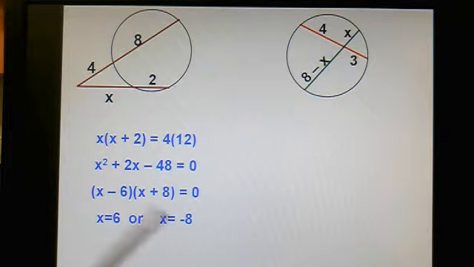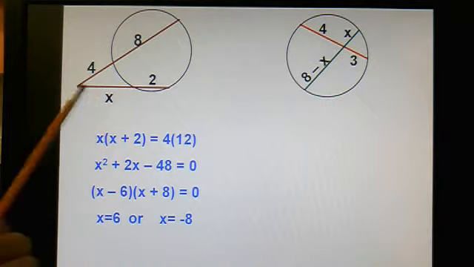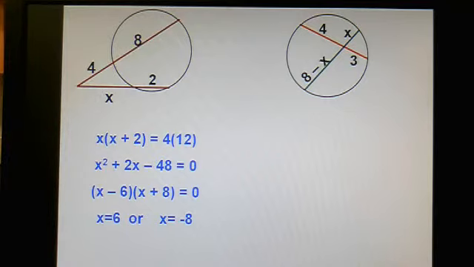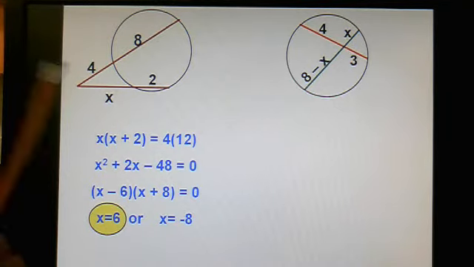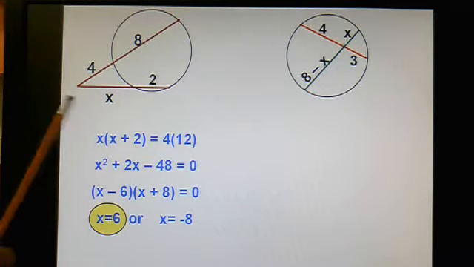And I'll tell you, sometimes the negative works. In this case, if you plug a negative length in here, that doesn't make any sense. It would not work. So we keep the positive, toss out the negative, and we know that has to be 6. Now if you look, yeah, it looks reasonably drawn to scale. This looks more than that. 6 times 8 is 48. Of course, we're verifying this whole thing would be 8. And of course, 4 times 12 was 48, so it works.